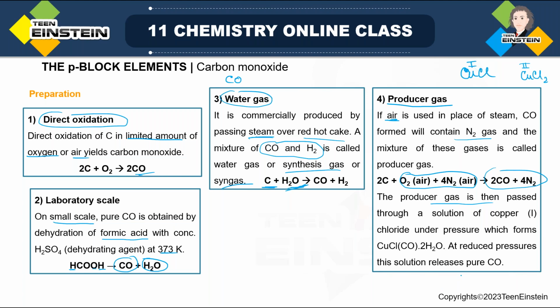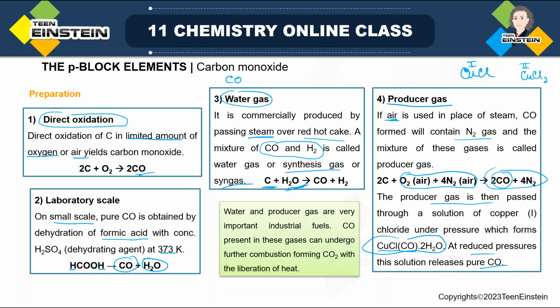And after absorbing CO under pressure, there will be a compound like this, CuCl, in bracket we have written CO.2H2O. And once this complex is produced, now the pressure is reduced and this solution will release pure CO. So we are basically using copper 1 chloride to remove this CO part. So first this CO will react with CuCl, and once we get it, we will decrease the pressure so that from the solution pure CO is released. Fine.